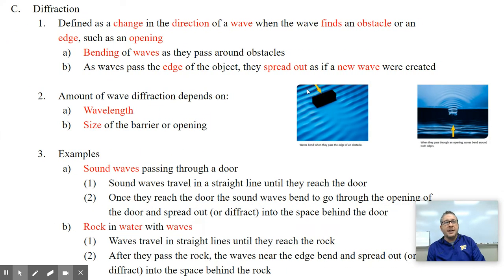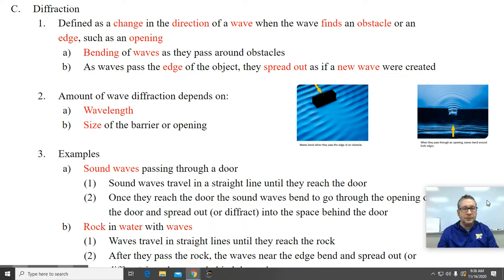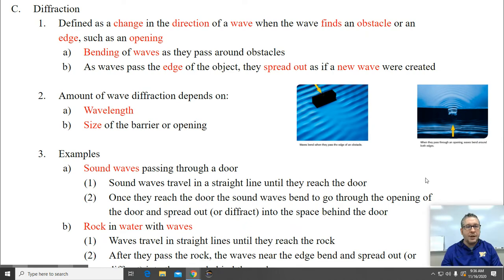Diffraction now is defined as a change in the direction of a wave when the wave finds an obstacle or an edge, much like an opening, as we see over here on the right-hand side. It's the bending of waves as they pass around obstacles. As the wave passes the edge of the object, they spread out as if a new wave were created.